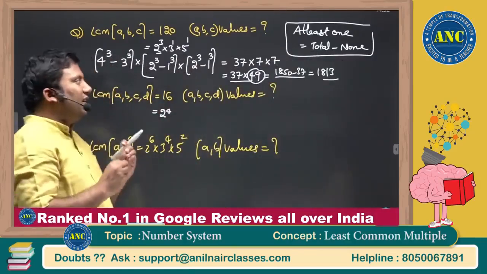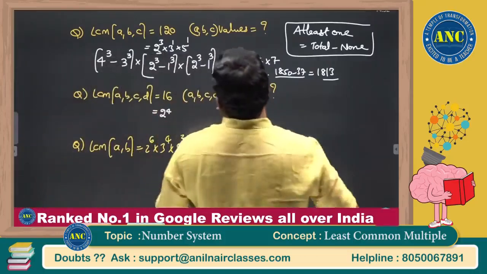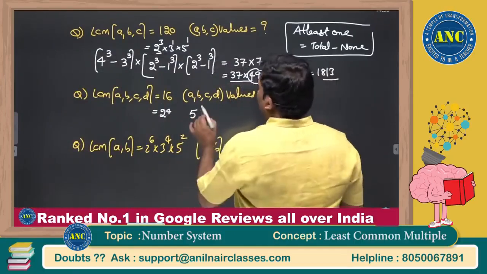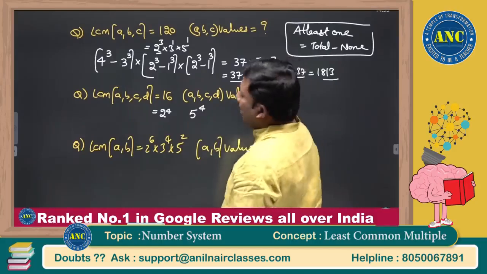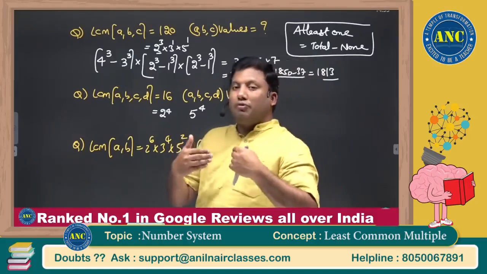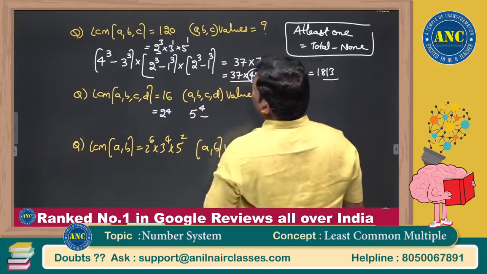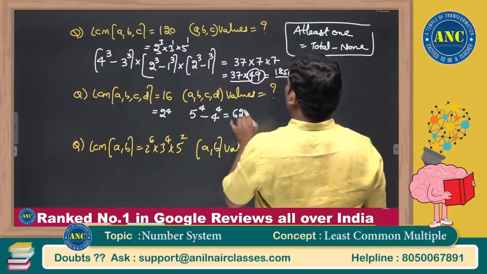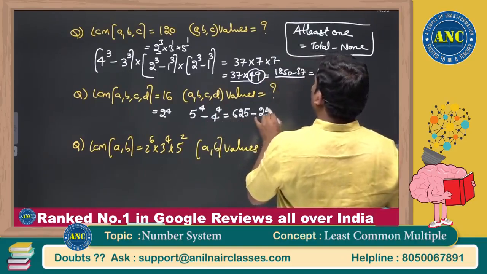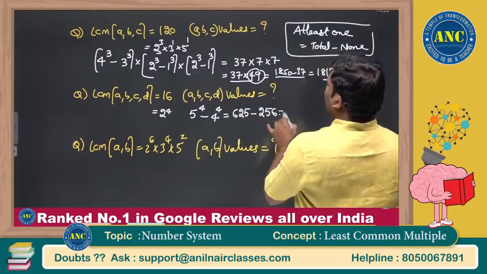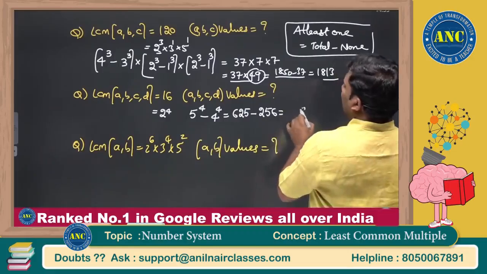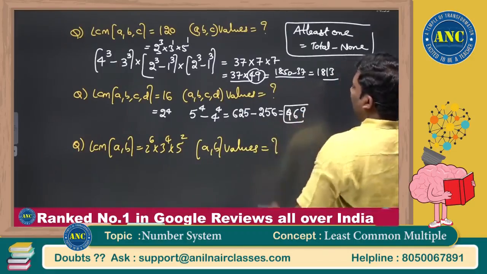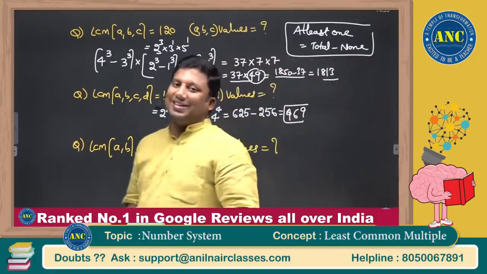At least one is defined as total minus none. Simple question. 2 power 4, total 0 to 4, 5 cases. A can take, B can take, C can take, D can take. 0 to 4, 0 to 4, 0 to 4, 0 to 4. Minus none: don't give 2 power 4, so 0 to 3, 4 cases. 5 power 4 minus 4 power 4. 625 minus 256. So how much is it? 369 cases are there.